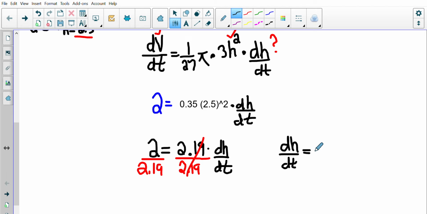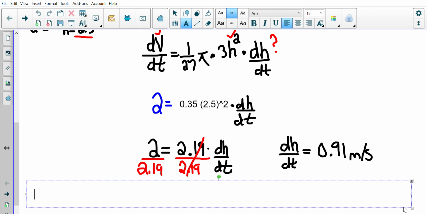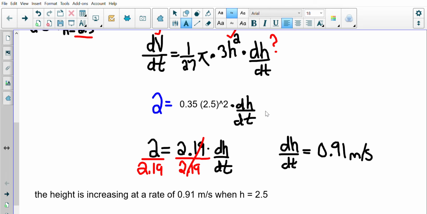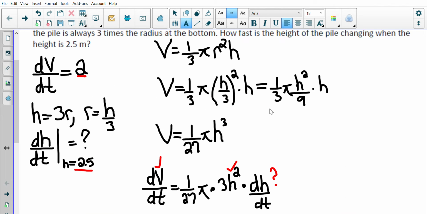I'm just going to take 2 here and divide it by 2.19. And I get a positive 0.91. And again, our units, height was in meters and time was in seconds. And so, the height, to finish this off, is increasing because our rate is positive, at a rate of 0.91 meters per second when h is equal to 2.5.